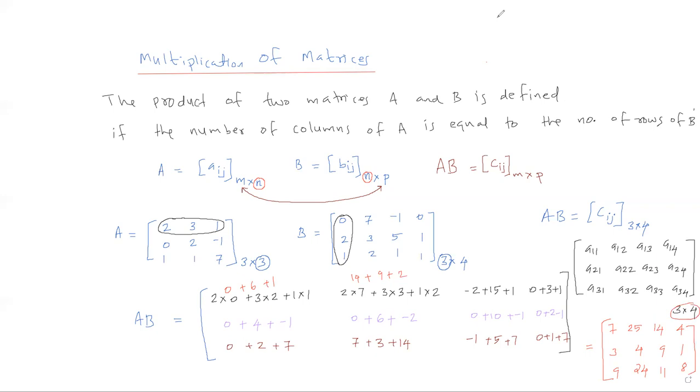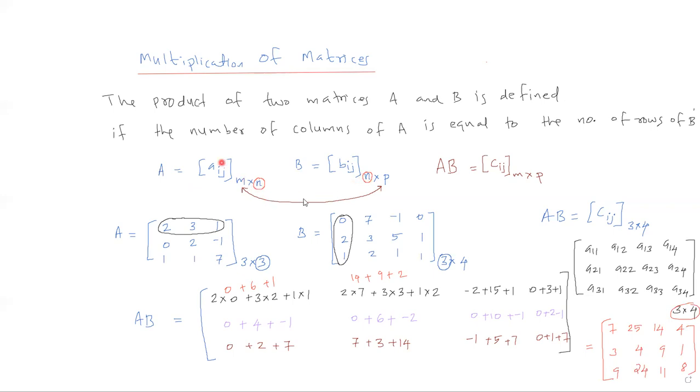Got it? This is how we multiply two matrices. You cannot multiply any two matrices. Just as for addition or subtraction both matrices should have the same order, if you want to multiply two matrices, the number of columns of the first matrix should be equal to the number of rows of the second matrix.